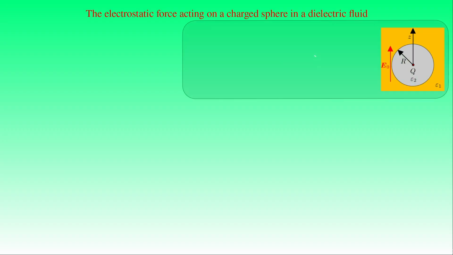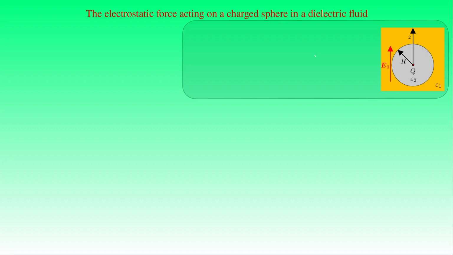As an illustration of the application of the Maxwell stress tensor in electrostatics, we revisit the problem of a homogeneous dielectric sphere immersed in a liquid dielectric, where the sphere is charged and the whole system is polarized by a uniform electric field. Here the uniformly charged sphere of radius R has the charge q, and the external electric field E0 points in the z direction.